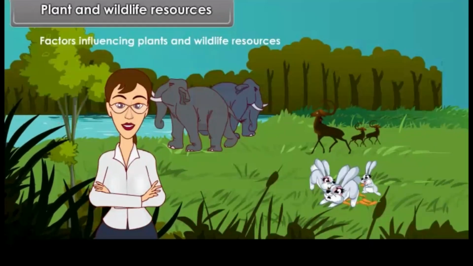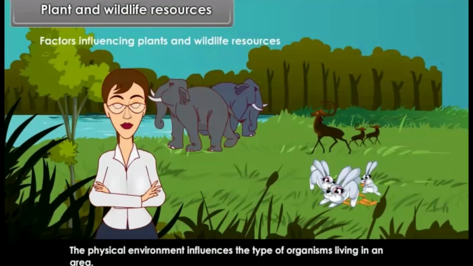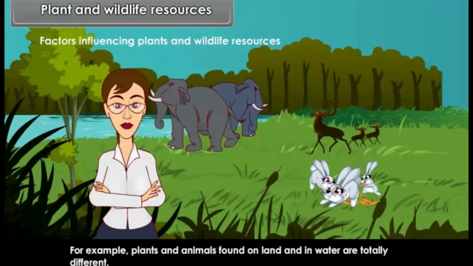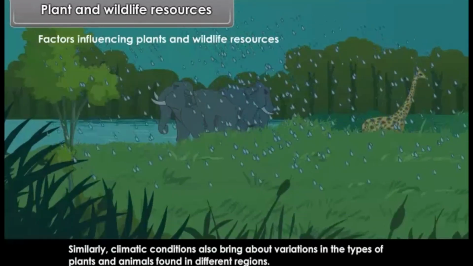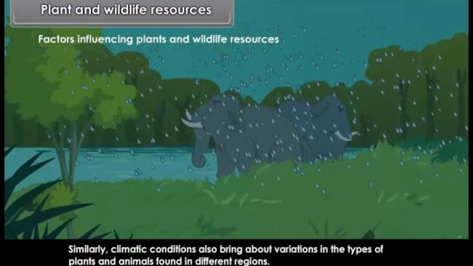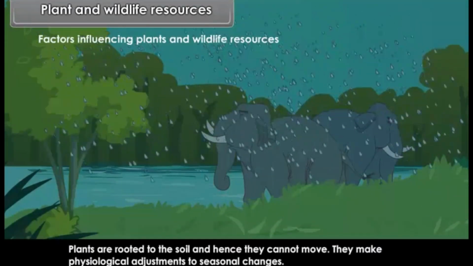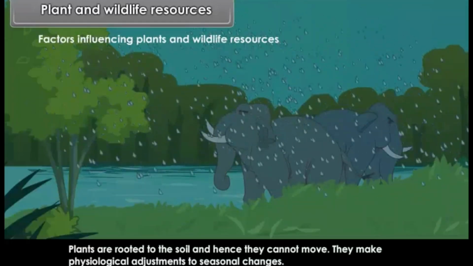Factors influencing plants and wildlife resources. What can be the factors that influence plants and wildlife resources? The physical environment influences the type of organisms living in an area. For example, plants and animals found on land and in water are totally different. Similarly, climatic conditions also bring about variations in the types of plants and animals found in different regions. Plants are rooted to the soil and hence they cannot move. They make physiological adjustments to seasonal changes.